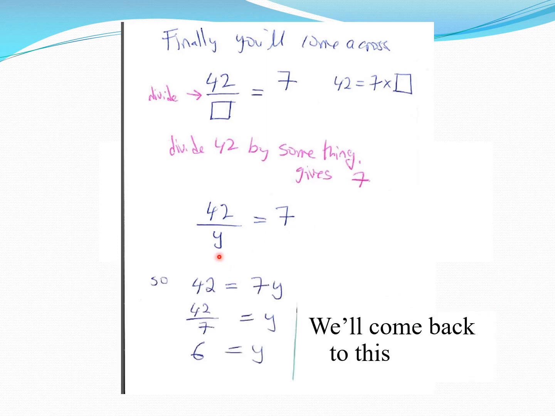So 42 divided by y is equal to 7. And you remember we had this process a few minutes ago. 42 is the same as 7 times y. So we'll come to the cross multiply bit in a minute. But for now, we can say 42 is the same as 7 times y. 42 equals 7 times y. And we had this before. Y equals 42 divided by 7. So y equals 6. As I say, we'll come back to this.